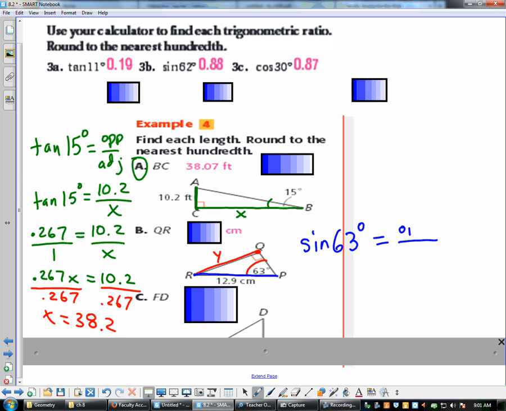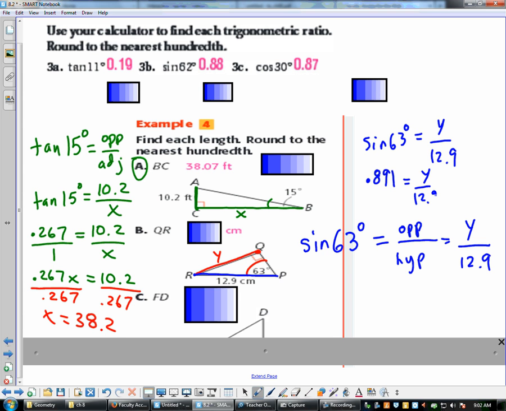Sine is opposite over hypotenuse. So what's the opposite side of the 63-degree angle? Y over, what's the hypotenuse? 12.9. So I'm really trying to solve sine of 63 degrees equaling Y over 12.9. Calculators, what's sine of 63 degrees? 0.891. 0.891 equals Y over 12.9. So what's Y going to equal?